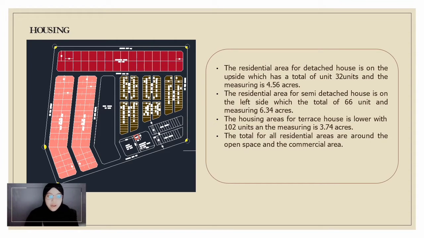So the residential area for the detached house is on the upper side, which has a total of 32 units, and the measure is 4.56 acres. And the residential area for the semi-detached house is on the left side, with a total of 66 units, measuring 6.34 acres. And the housing area for the terrace house is lower with 102 units, measuring 3.74 acres. So the total for all residential area is around the open space and commercial area.